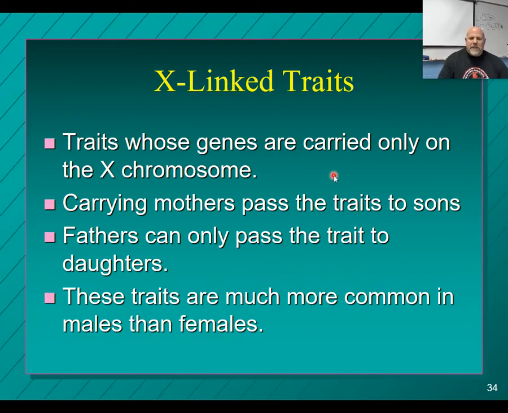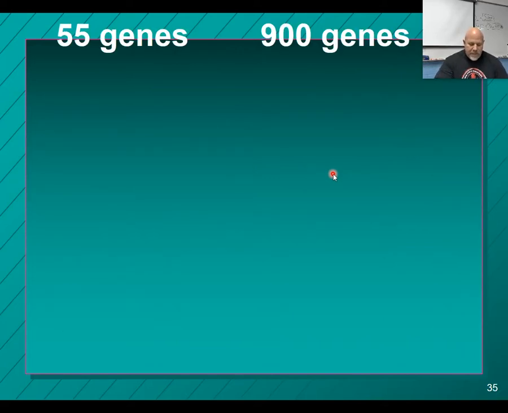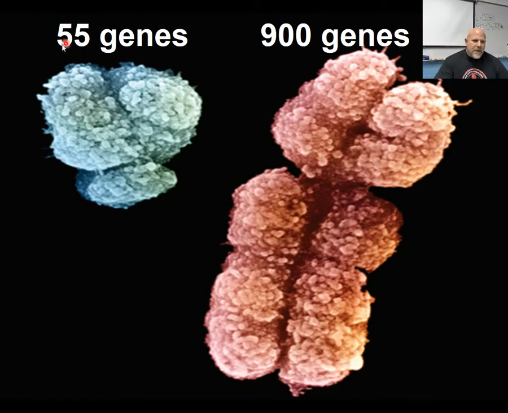Another form of non-Mendelian genetics is what we call X-linked traits. So X-linked traits are going to be traits that are found on the X chromosome. We have about 55 genes on the Y chromosome, and the Y chromosome is called a Y because this is what it looks like. It looks like a little squatty Y. Those 55 genes, most of those are involved in turning you into a male. So there's not too many genes on the Y chromosome that are necessary for survival.